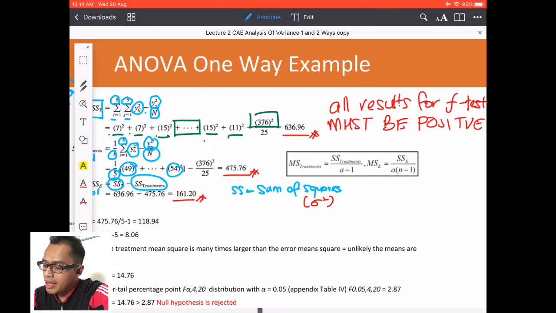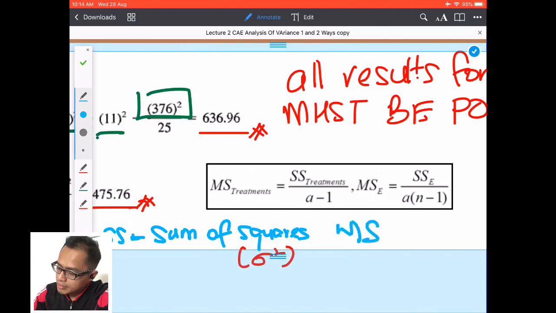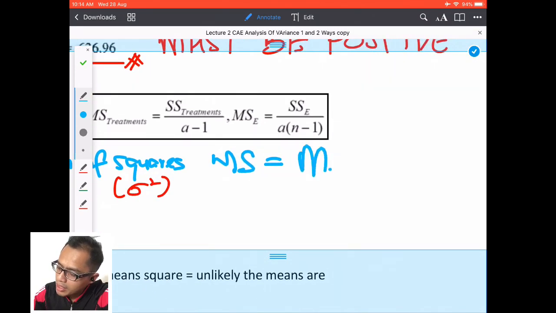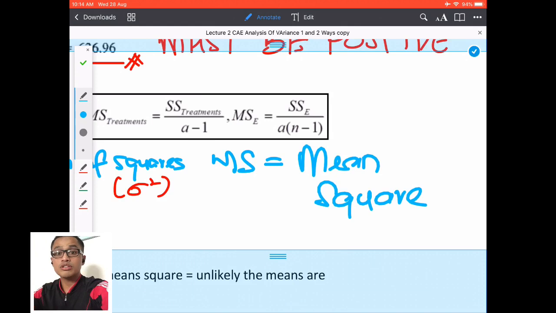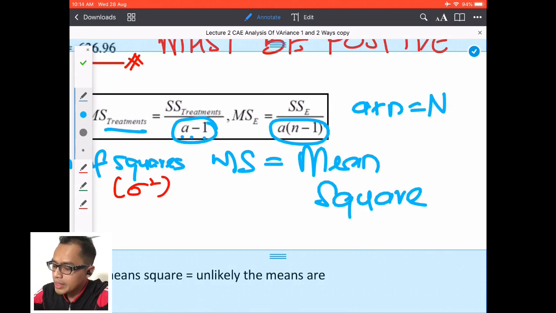What is MS? MS here stands for mean square, right? The mean of the squares that you get. And you can see here, this is the degree of freedom. A minus 1 for the treatment. A in the bracket N minus 1, or A times N is actually big N, right? And this is actually A N minus A. So this is actually N minus A.